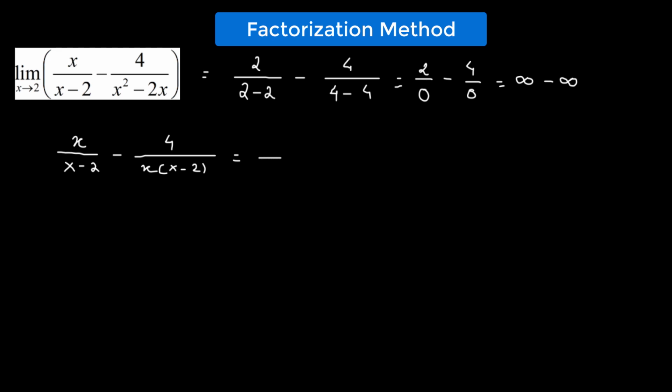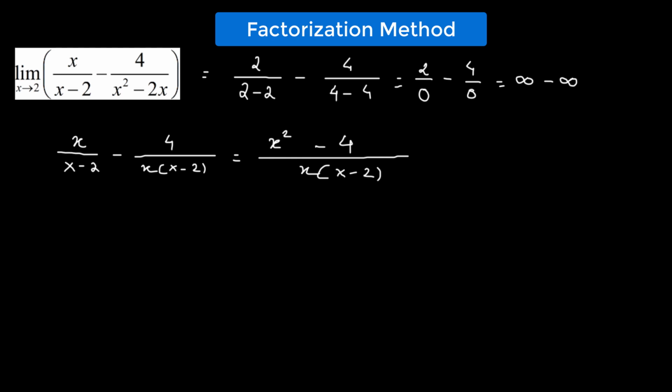So we take the LCM of the denominators. So we have x times x minus 2. Now we're going to divide this denominator by the denominator of the first rational function, which is x minus 2. So that leaves us with x. The remainder x gets multiplied to the numerator. So x times x will be x squared. Similarly for the second rational function, we divide x times x minus 2 by its denominator x times x minus 2. So that leaves us with a value of 1. So 1 multiplied by 4 is going to give us negative 4.